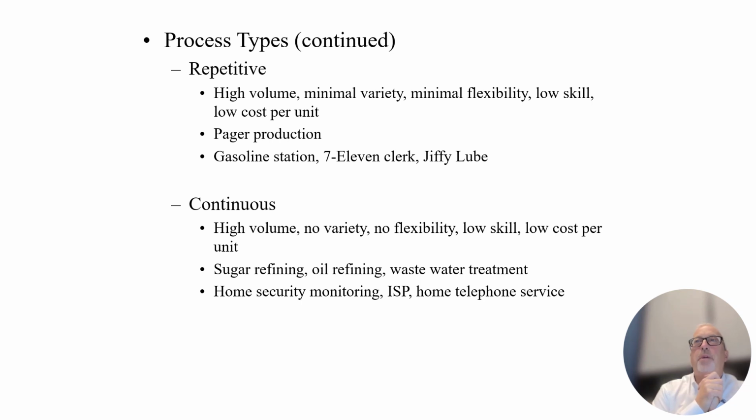Continuous, this is where we get really extraordinary, ridiculously high volumes. Think about the water that's delivered to your apartment or house. High volume, no variability, no flexibility, low cost per unit. You're paying pennies per gallon or parts of a penny per gallon of water that's delivered to your house. High volume, no variety, no flexibility, extremely low skill or no skill. It might be completely mechanized.